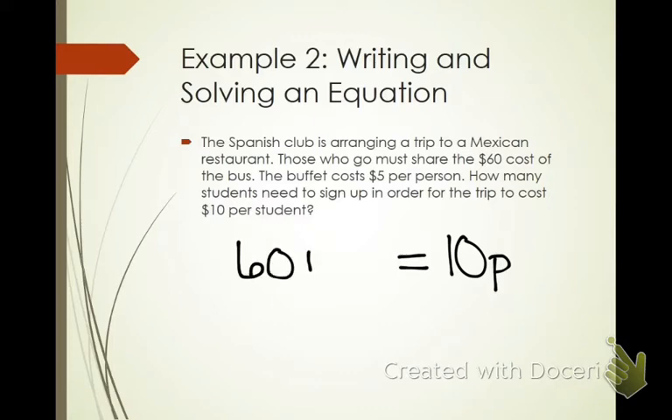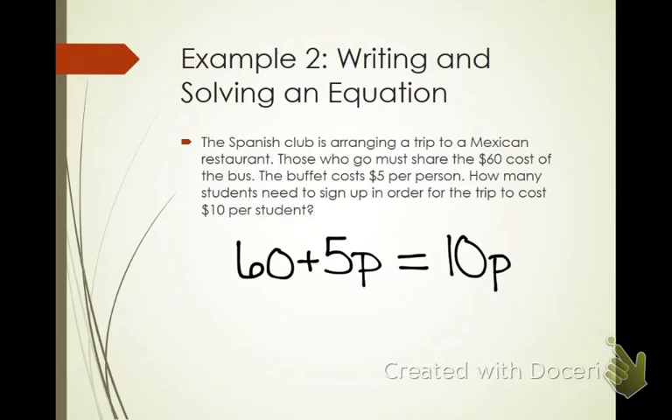$60 for the bus plus how much per person? So here's what we need to look at. $10 per person, is that the same person that I'm talking about that's $5 per person for the buffet? Yeah, it's the same person. So that's why it's the same variable. And we also saw this in our example yesterday in the word problem with the pom-poms and the noisemakers. Y'all remember that? Because I was buying the same number of both, it was the same variable.